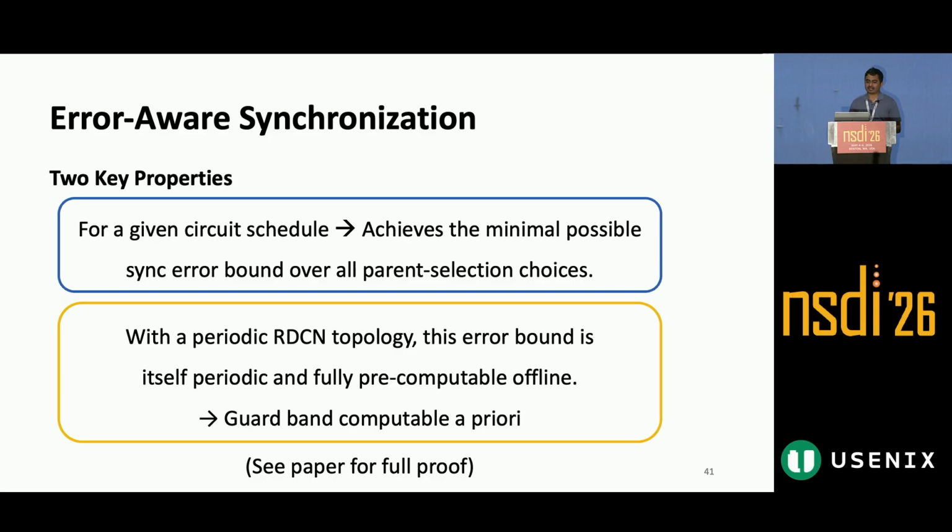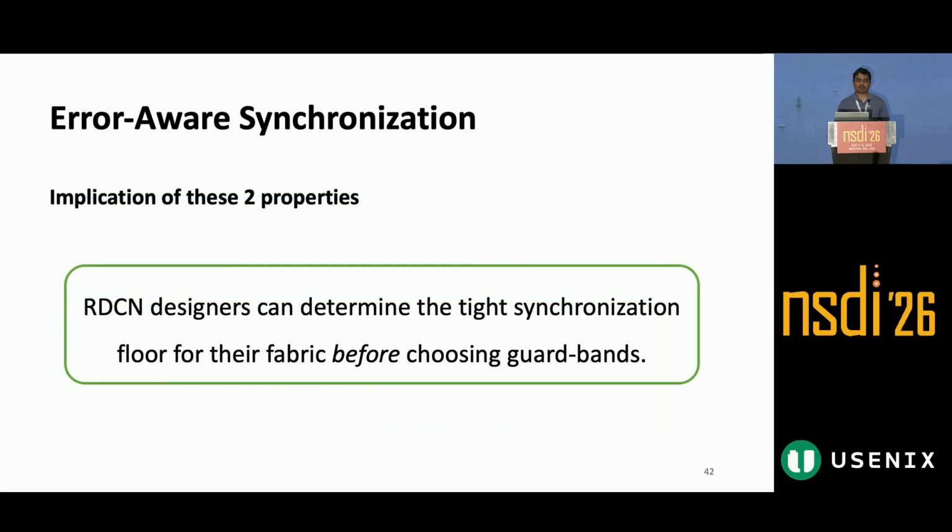What this means is that we can have this error bound pre-computed offline, and therefore the guard band that we want to set can also be computed a priori. We have a detailed proof for these two properties in the paper. But the key implication of these two properties is that reconfigurable data center network designers can now determine the tight synchronization floor for their fabric before choosing the guard bands.